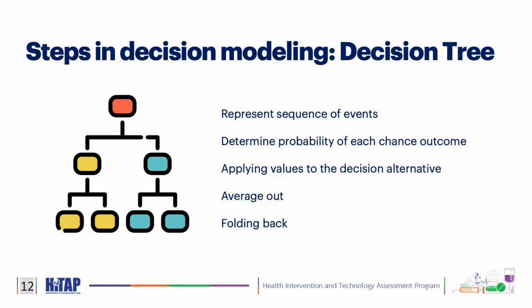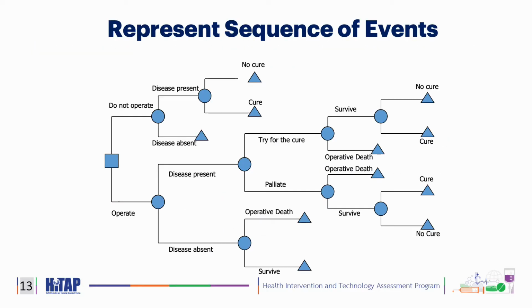So for the decision tree model, the steps include first representing the sequence of events, and then determining the probability of each chance outcome. After that, we apply the values of those probabilities to the decision alternatives, and then average out and fold back. Starting from the first step, which is representing the sequence of events.